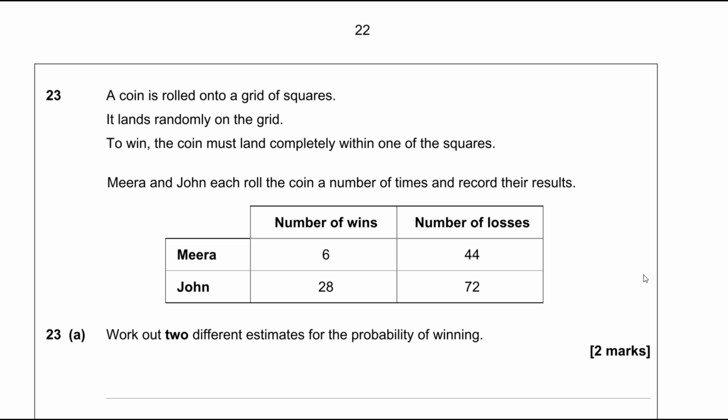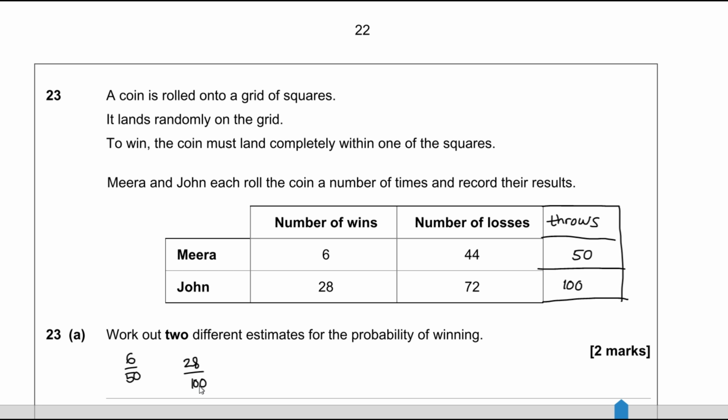To find the probability of winning, you need the number of whole throws, or the whole experiments. So I'll make a new column here, number of experiments or number of throws. Mira wins 6 and loses 44. That means she threw 50 times. And John, 28 and 72, which is 100 throws. Now, how to estimate the probability of winning? The probability of winning is the number of wins divided by the number of throws. So the probability can be 6 out of 50, or you can use the data from John, 28 out of 100.